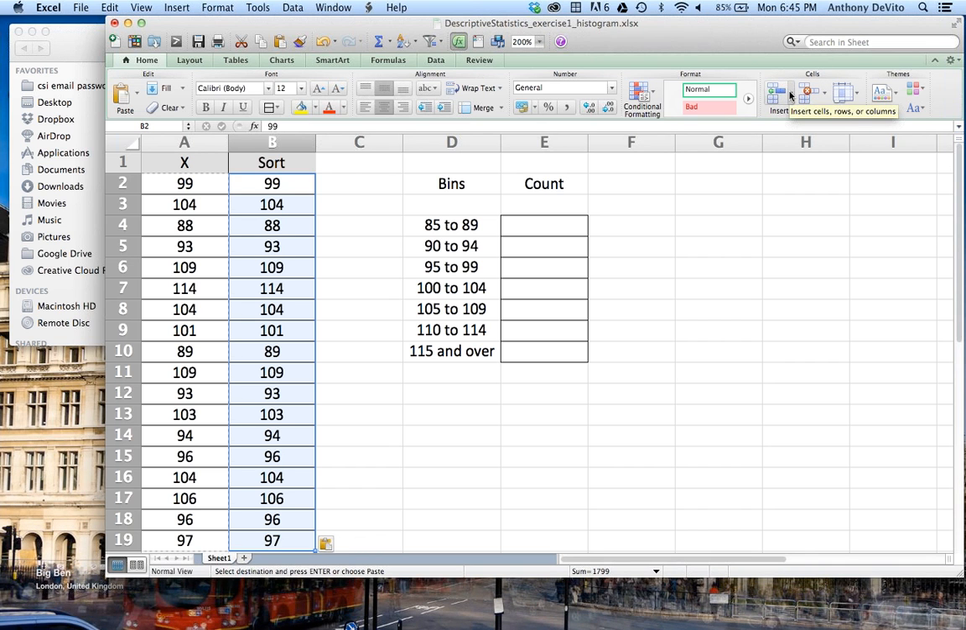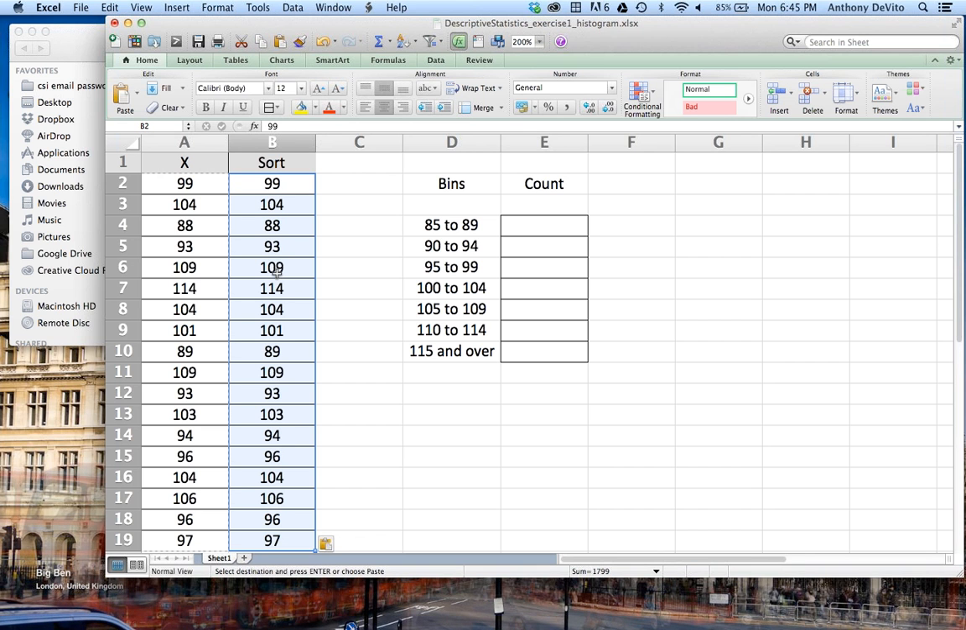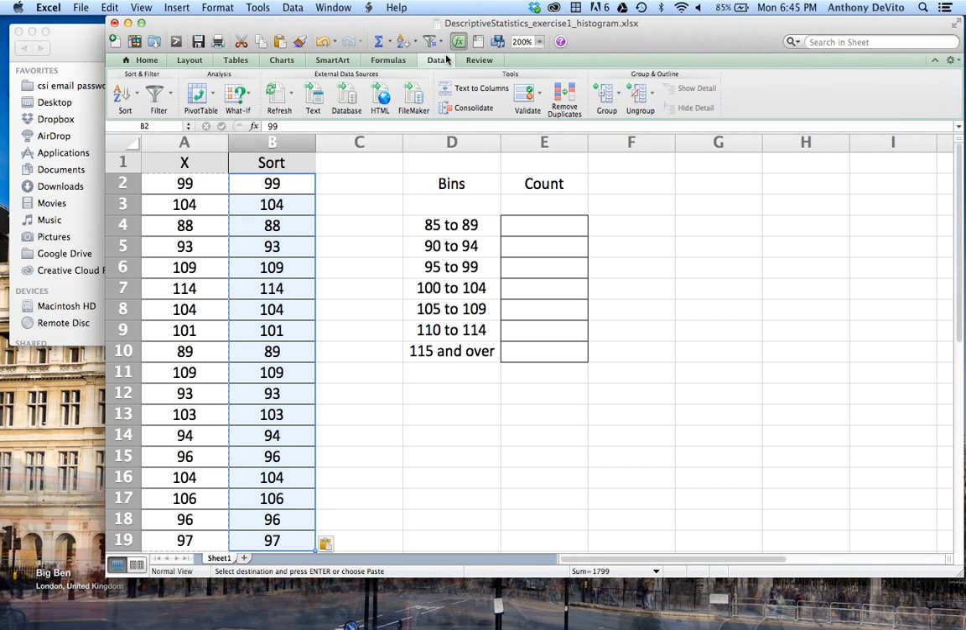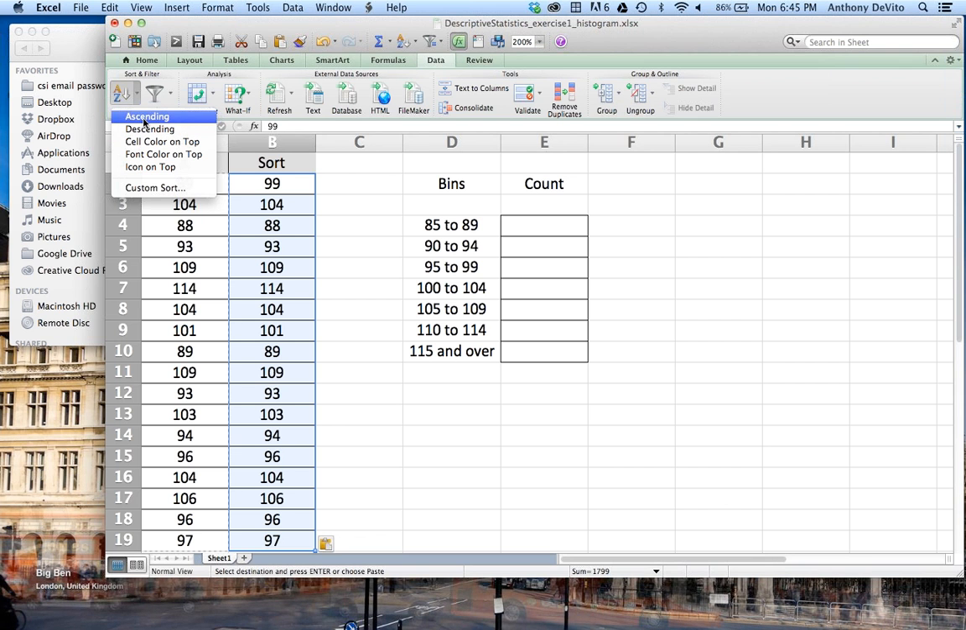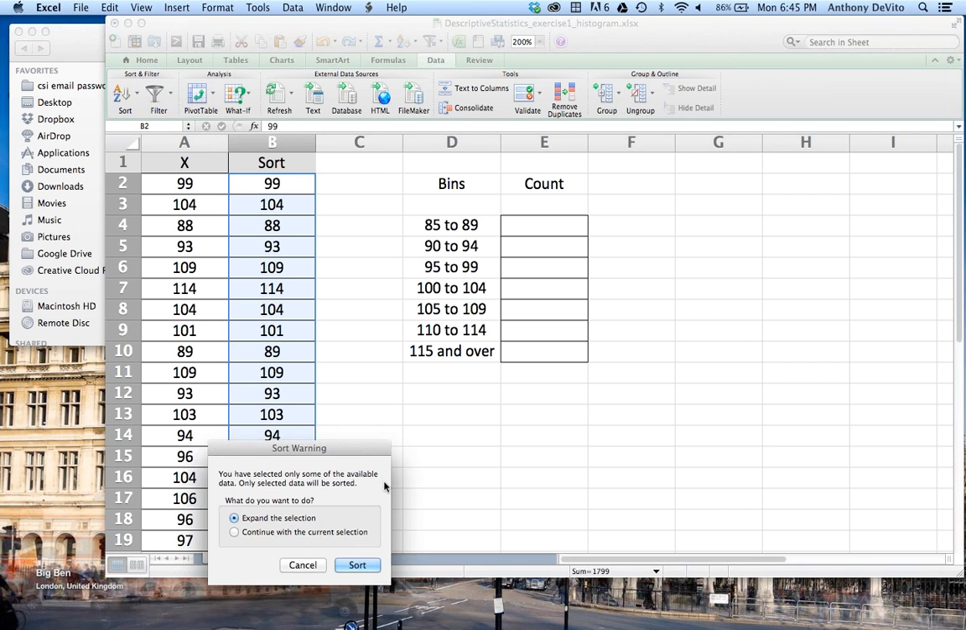On your PCs, it's probably on the right-hand side. You'll find it, I'm sure. Now, while they're highlighted, I'm going to go up to the data menu on my Mac. You might have it under your data ribbon on your PCs. I want to sort these, so you can click on sort, and click ascending or descending. I'll click ascending, and it'll sort the numbers for me.